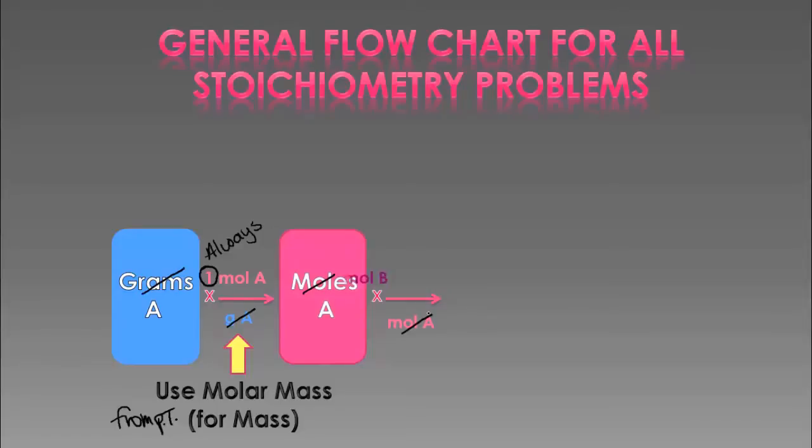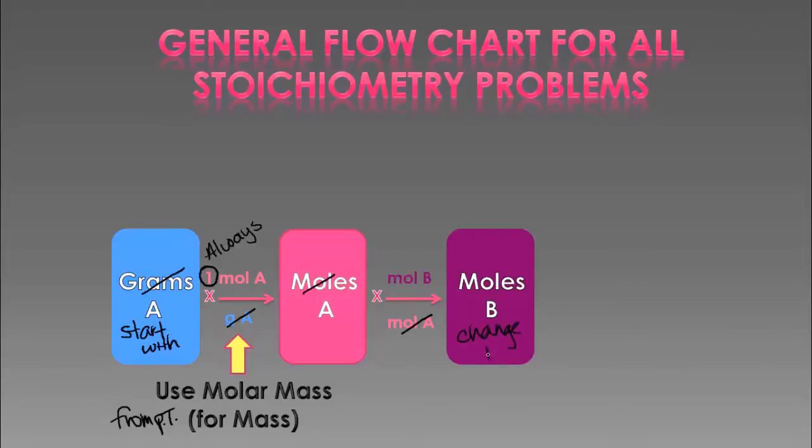Now, we can change moles into moles. But you'll notice, what did I change? I did change something. I changed the substance. This then allows me to get to moles of B. So this is the substance I started with, or what was given in the problem. This is what I want to change to. So that's where my A and B come in.